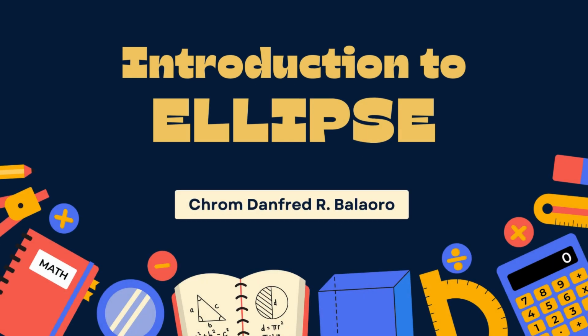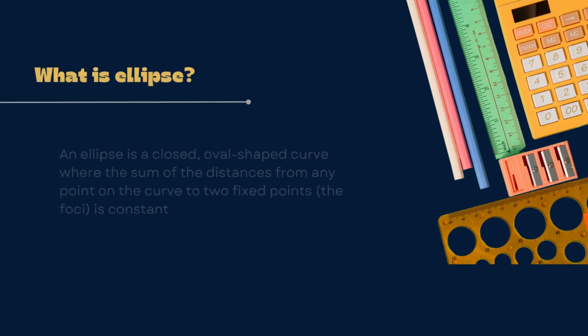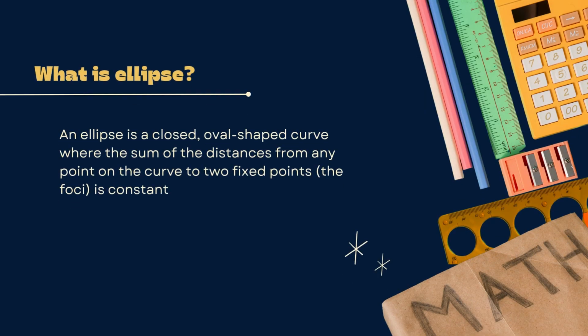Okay, so today I will be recording on how to solve an ellipse problem. So, introduction of ellipse. First, what is an ellipse? An ellipse is a closed oval-shaped curve where the sum of the distances from any point on the curve to fixed points, the foci, is constant.